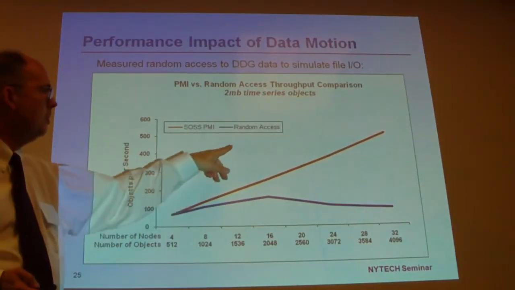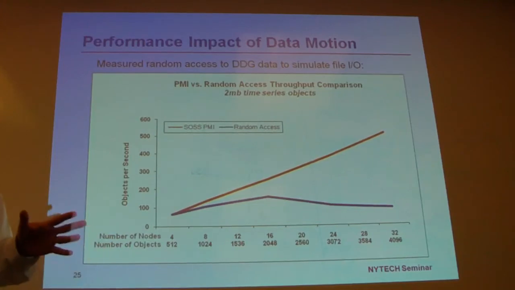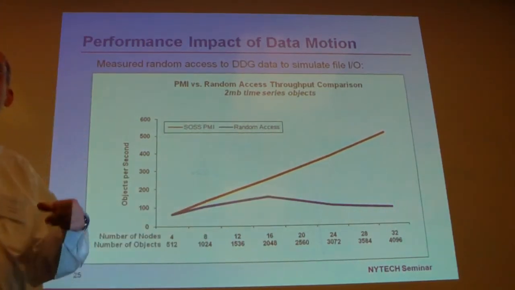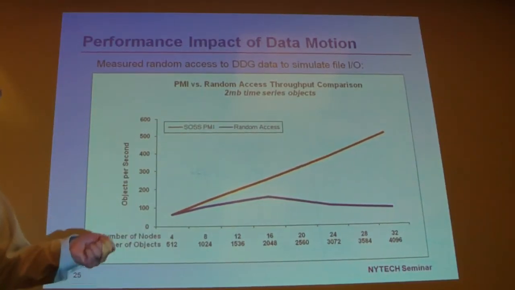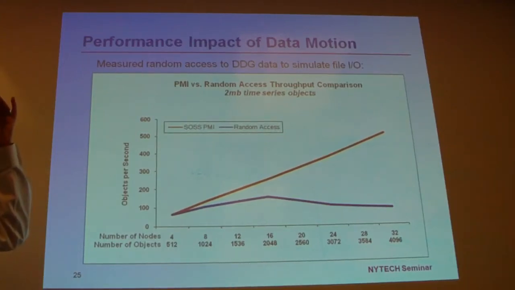We did a test. It was a slightly different test, but it was actually more benign than moving data from a file system. We were just doing random access to objects to simulate I/O. So instead of having to pull the data from the file system, we were just pulling it from a remote node across the network. Equivalent amount of I/O. In fact, less, because if it happened to be local, it wouldn't move at all. Whereas with file I/O, all the data moves.